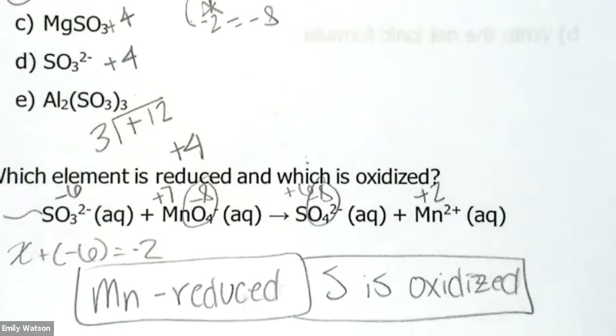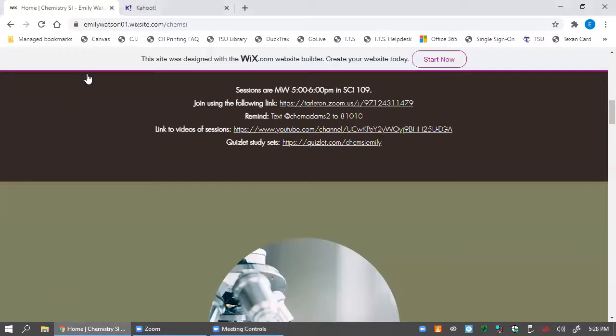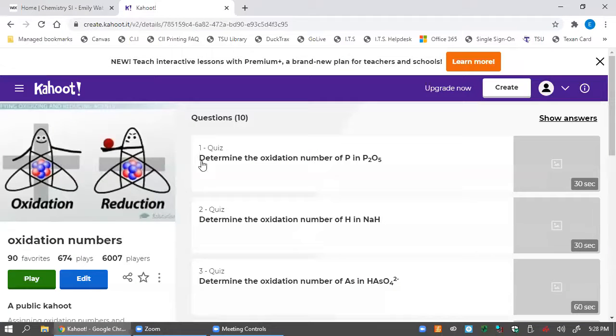Kahoot. We're going to do Kahoot. So share my screen. I'm going to share my whole screen. Oh my goodness. Oh, okay, I can move it. Okay.